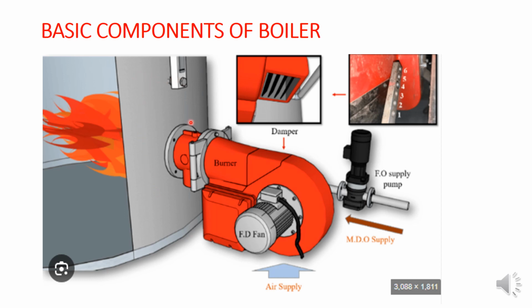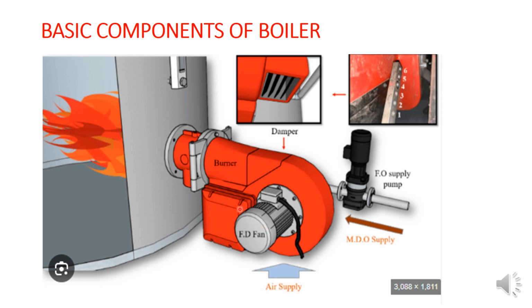So what is this whole part? This is the boiler burner. Once your main engine speed is reduced, we need to start the boiler burner to heat up the water. How to heat the water, how to start this burner, what are the components inside the burner, and the working principle of burner we will discuss. So this is the burner, and the most important burner part is the FD fan.